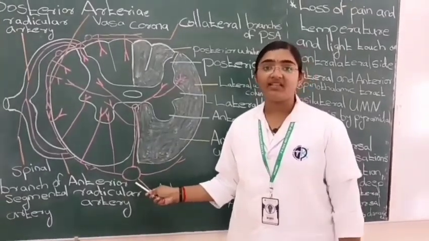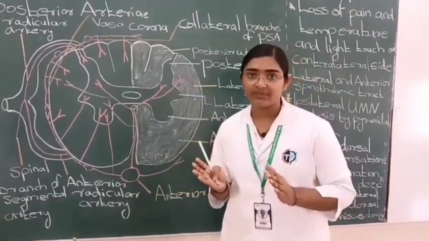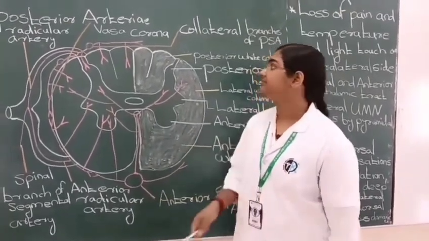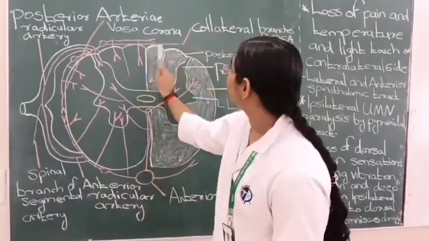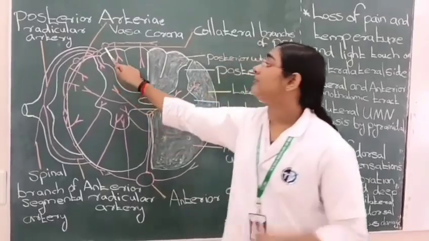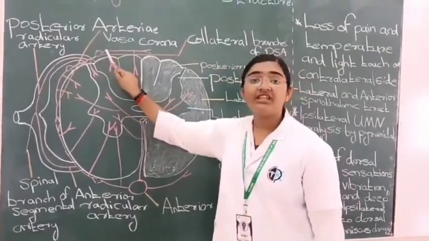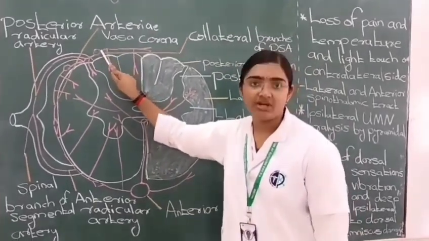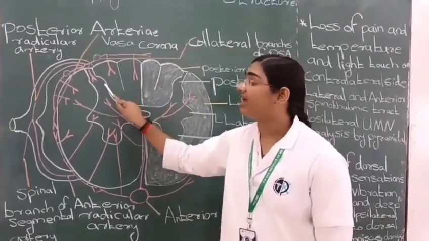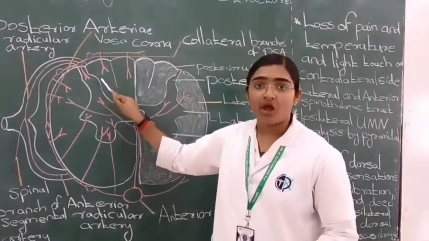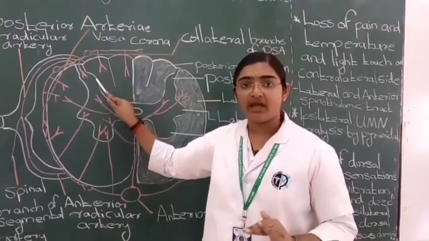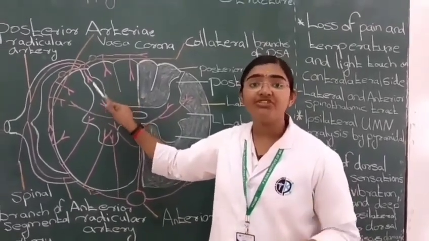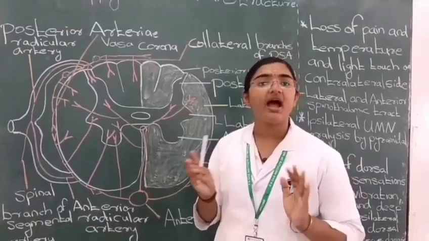Then the second one is the posterior spinal artery. It is 2 in number. The spinal cord is supplied by the posterior spinal artery by its collateral branches and it supplies the posterior 1/3 of the spinal cord. The posterior spinal artery is formed by the vertebral or posterior inferior cerebellar arteries.